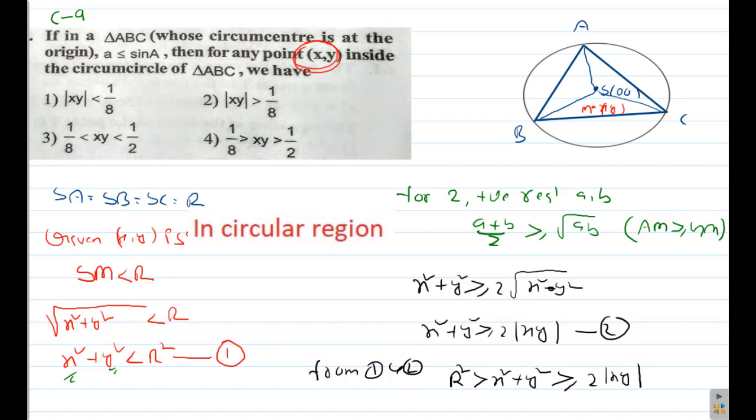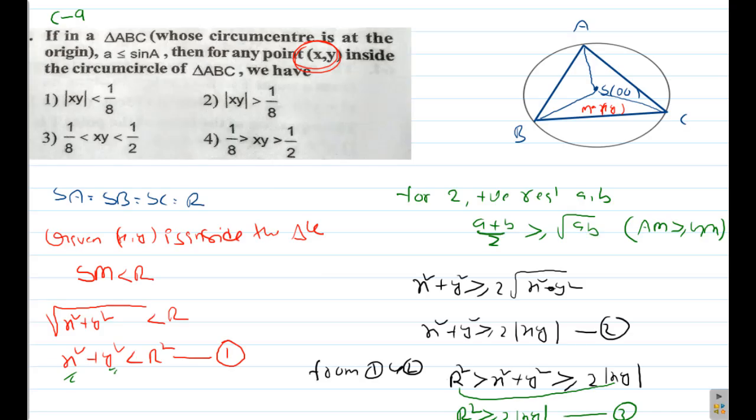Observe here. Directly, I want to compare this with this, because you want xy. So what you will get? r square is greater than or equal to 2 mod xy. So this is the interesting third result. So what you got? r square is greater than or equal to 2 mod xy. This is result number 3.